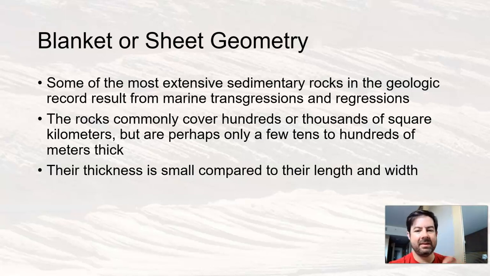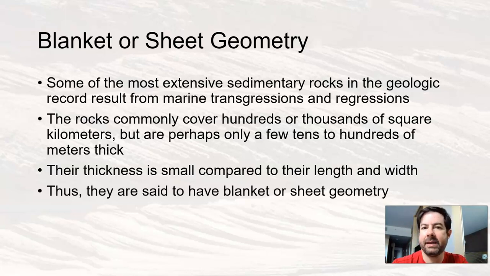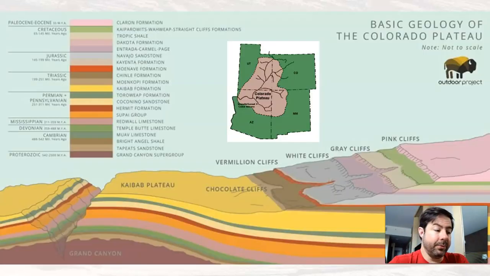They can be anywhere from a few tens of meters thick to hundreds of meters thick, and again, they cover a very large area. So they're said to have blanket or sheet geometry. The rocks that make up the Grand Canyon and the surrounding Colorado Plateau are a fantastic example of this. So here's the Colorado Plateau. We'll talk about this more in a later unit. It consists of essentially a bunch of uplifted sedimentary rock layers. The Grand Canyon cuts into all of those, but you can see how extensive and how far-ranging these sedimentary layers are. So that's blanket or sheet geometry.